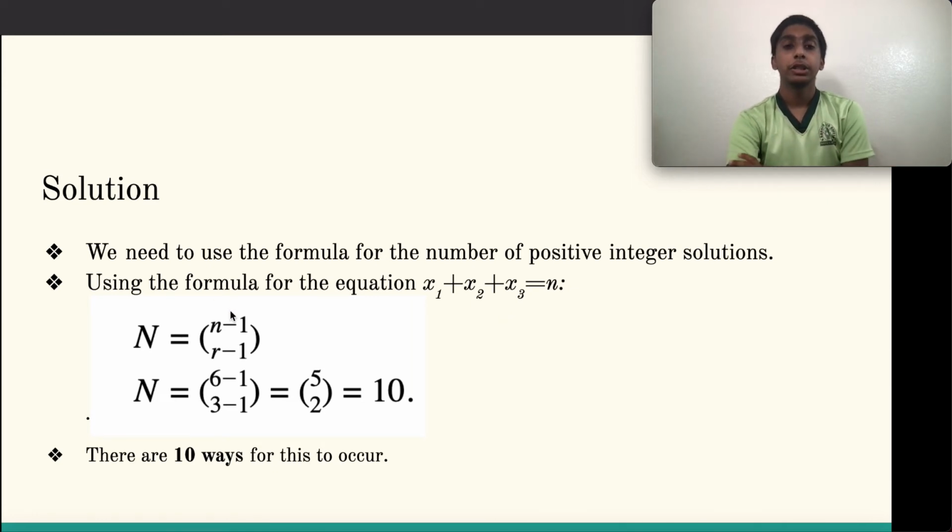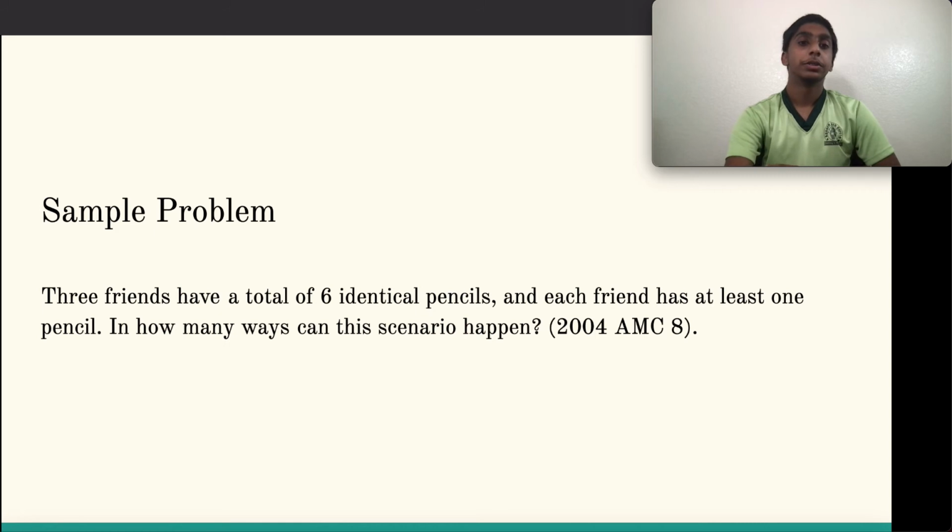Now you can simply plug into our formula. N minus 1, r minus 1, well that's 6 minus 1, 3 minus 1. In the end, we're going to end up with 5 choose 2. Now you can plug that into the combination formula using factorials, and when we do that, we get 10. So this 10 tells us that there's 10 ways for this to occur. So this distribution of pencils, where every friend has at least 1 pencil, can occur in 10 different ways.